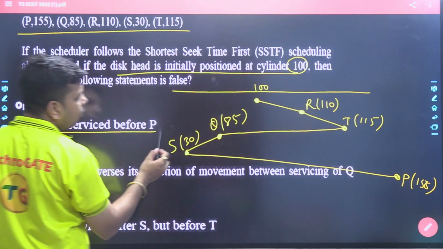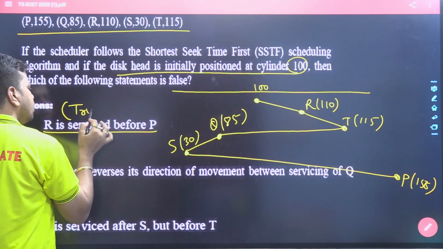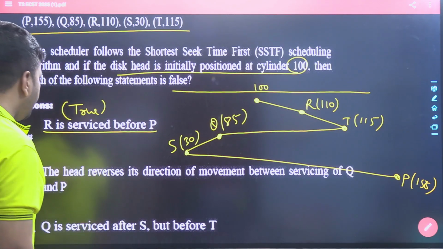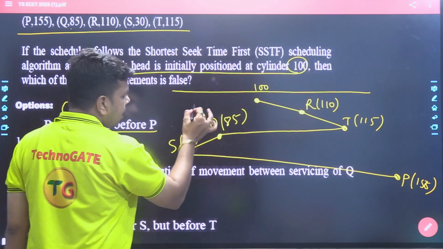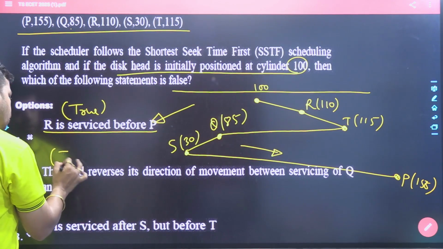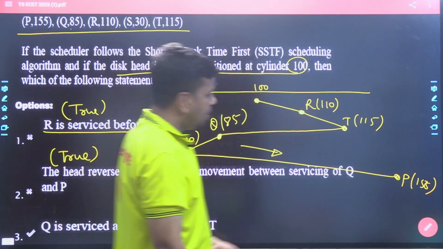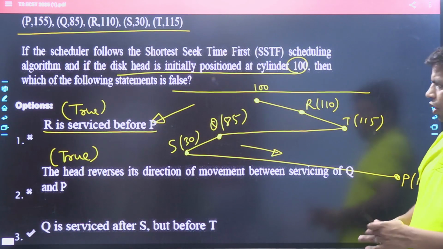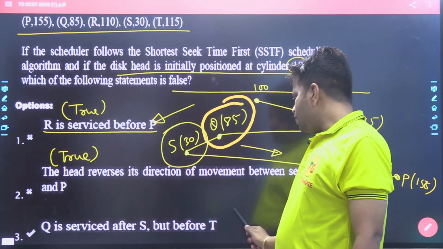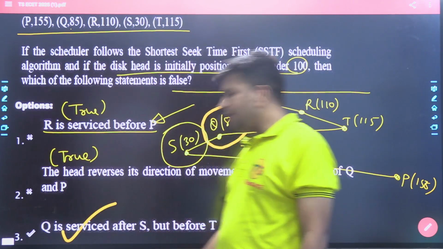R is serviced before P. So yes, R is serviced before P. That statement is true. The head reverses its direction of movement between serving Q and P. So yes, Q is served in this direction, and when it needs to serve P, it needs to reverse its direction. That statement is also true. Q is serviced after S? No. Q is serviced before S. That statement is false. They're asking which statement is false, so you can go with the third one.